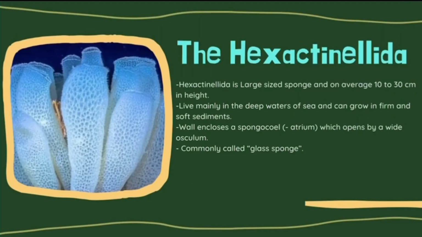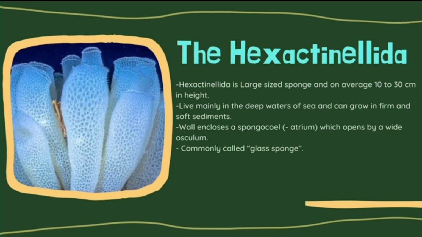Next, we look into the first class, the Hexactinellida. The Hexactinellida are large sponges, on average 10 to 30 cm in height. They live mainly in the deep waters of the sea and can grow in firm and soft sediment. The deep sea forms live at depths between 200 meters and 1000 meters. The wall encloses a spongocoel atrium which opens by a wide osculum, commonly called glass sponge because it looks like glass, as you can see in the picture.